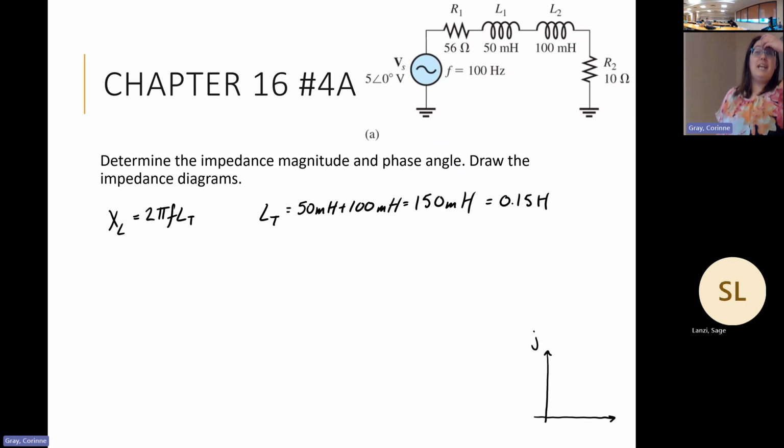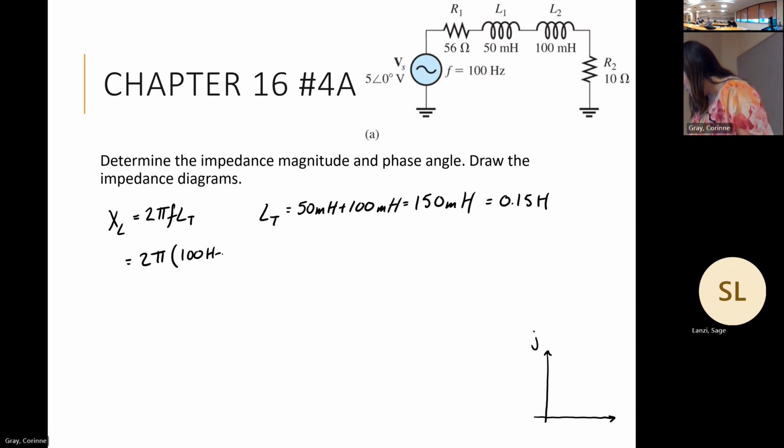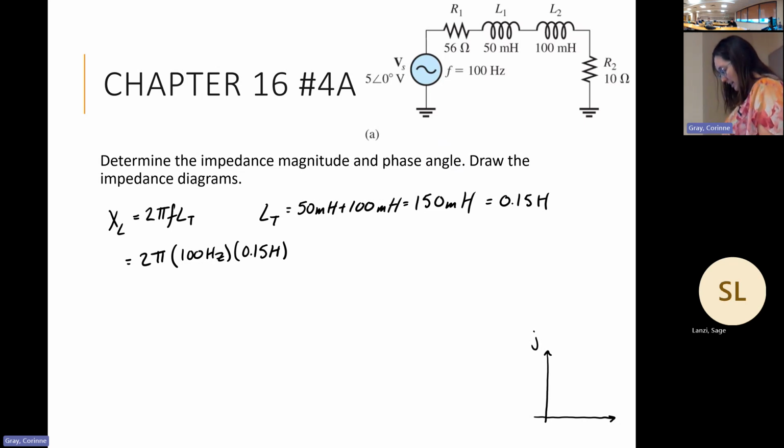In this case, because our frequency is given in hertz, we need to make sure that our inductance value is given in Henry. So we'll have 2 pi, 100 hertz, 0.15 Henry. Plugging that in, I didn't want to drag around decimal points at this time, so I just left it as 30 pi. You are more than welcome to plug in the pi values if you want to.